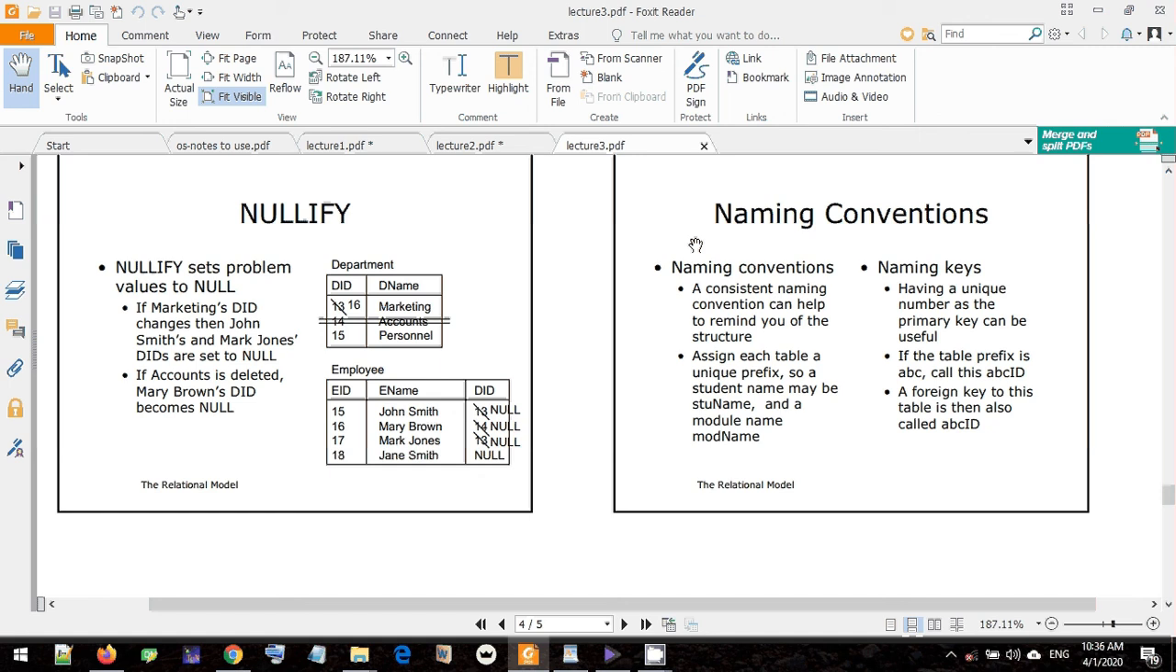Apparently now we can see that foreign keys can take null, but primary keys cannot take null.